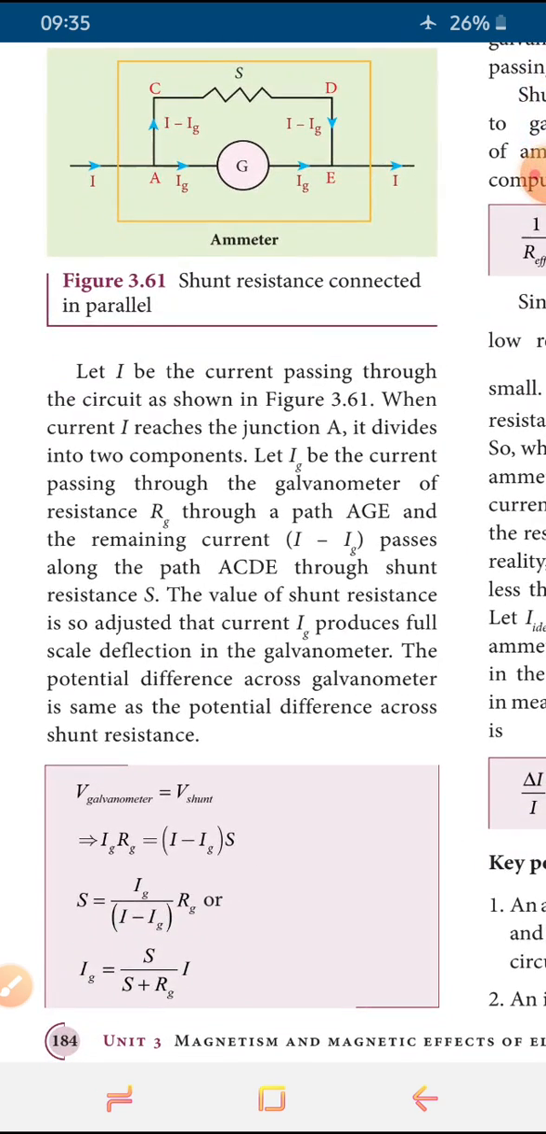We know that in an electrical circuit, if it is parallel, the potential will definitely be the same.